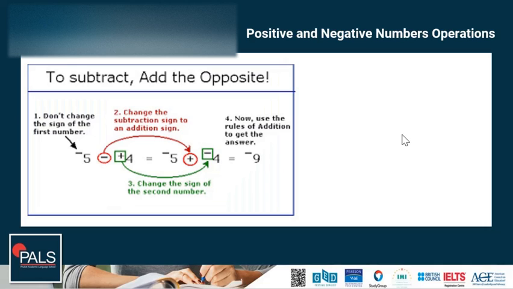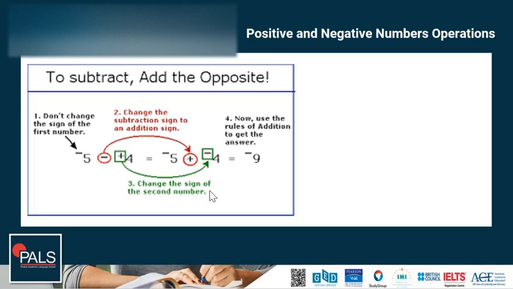subtraction. In subtraction, let's just follow simple steps. Okay, to subtract, it says add the opposite. And we have 4 steps. First, don't change the sign of the first number. Second, change the subtraction sign to an addition sign. Okay, so from minus to plus.